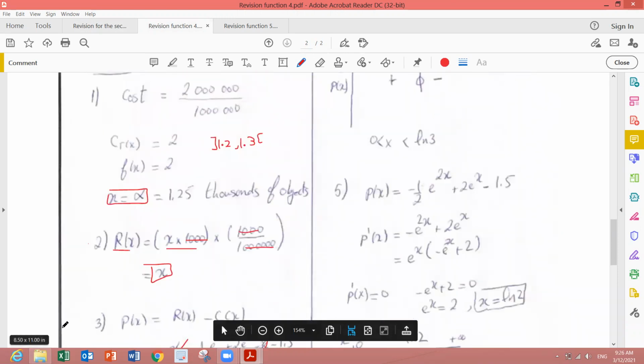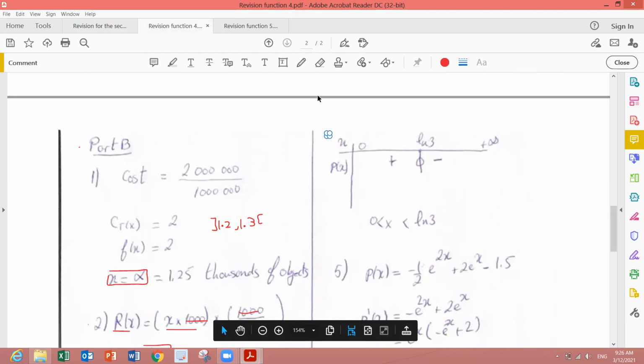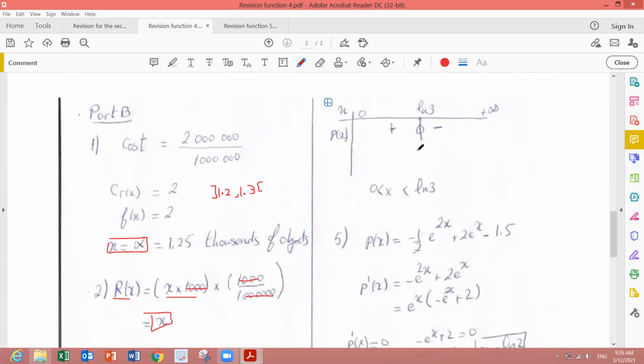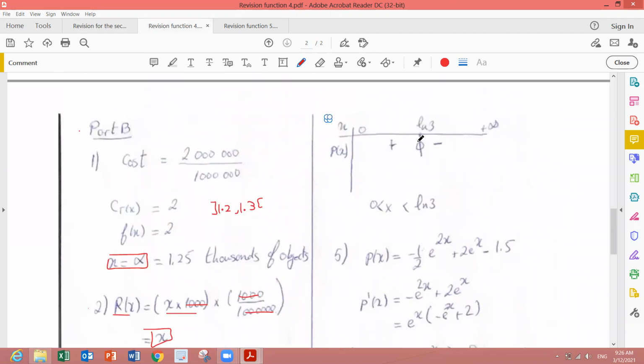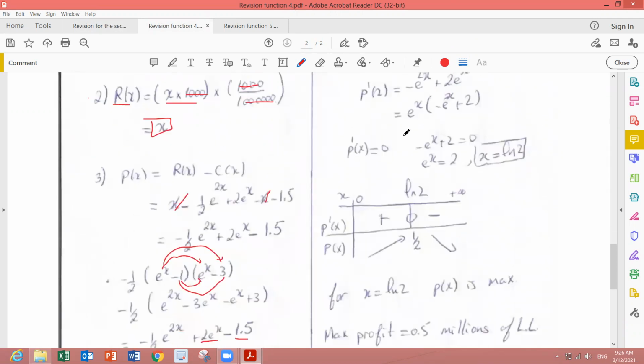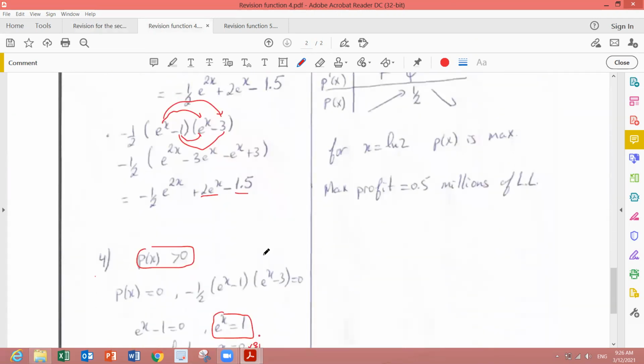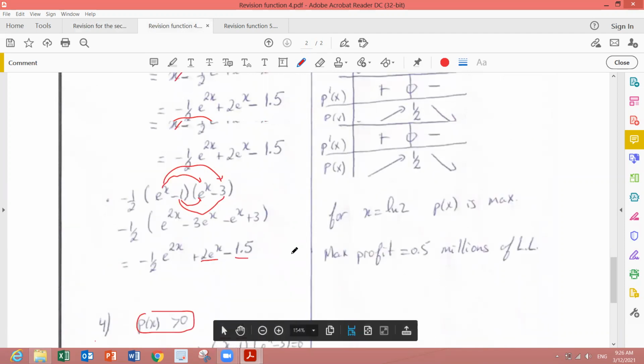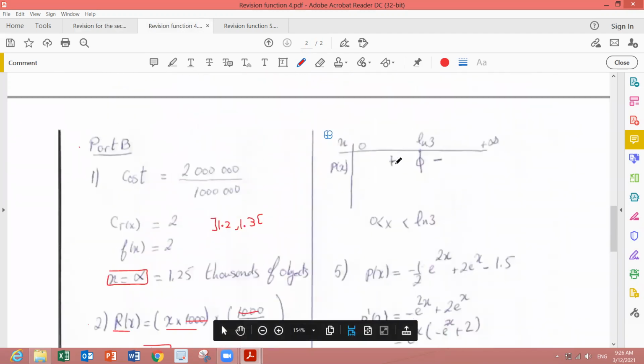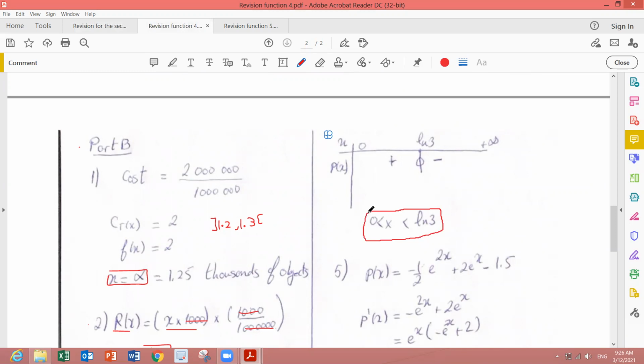I make a sign table. 0, ln 3, plus infinity. I can take a number between 0 and ln 3, like 1, and I put it here. If I take x equals 1, e to the 1 is positive here. Here it is negative times negative, we get positive. So here it is positive, here it is negative. So x is between 0 and ln 3.